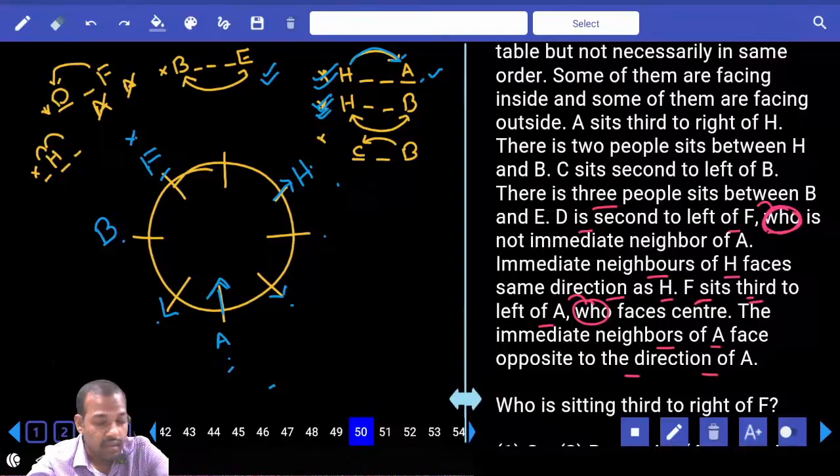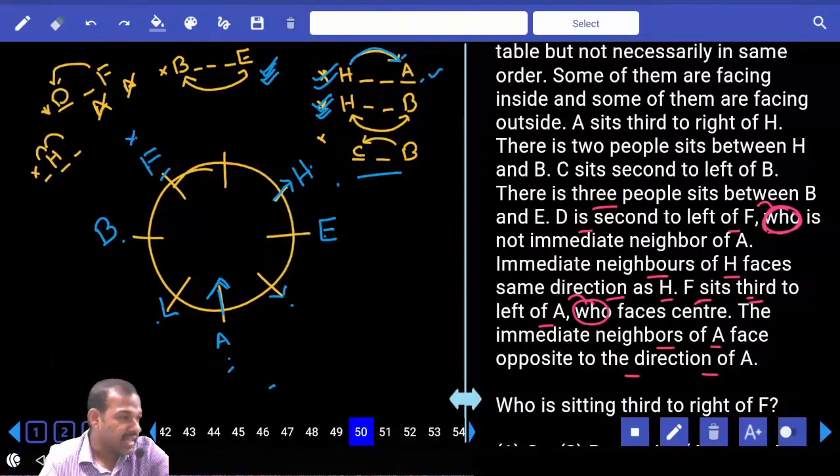B and E. Now tell me, between B and E, how many persons are there? Three persons are sitting between B and E. Definitely E has to be opposite of B, or not? Next one. This point is completed. And regarding C, C and B. So C sits second to the left of B. And definitely C has to be in second position.